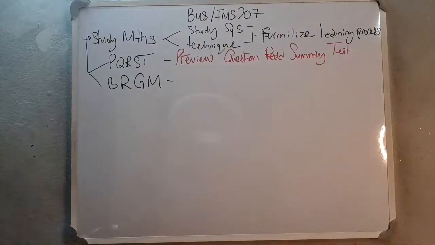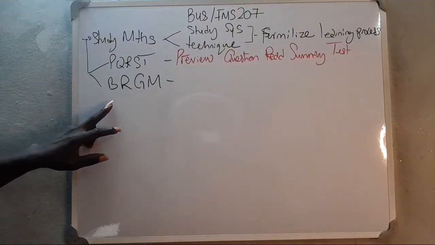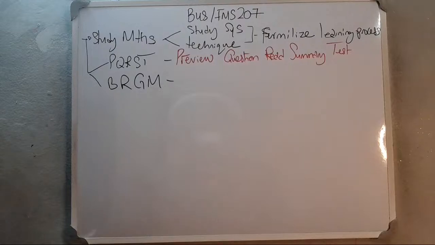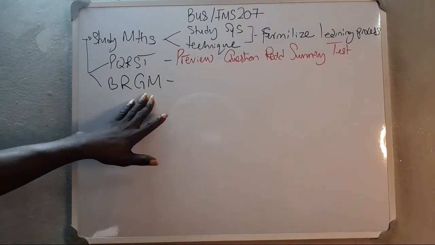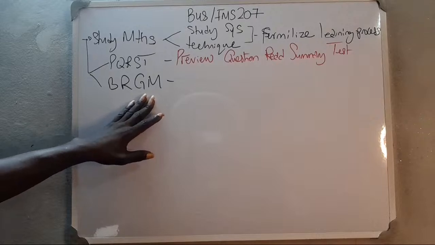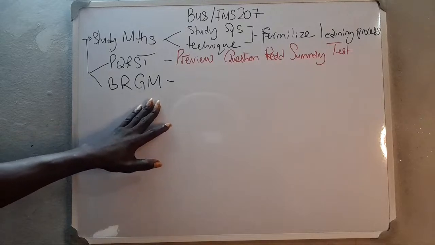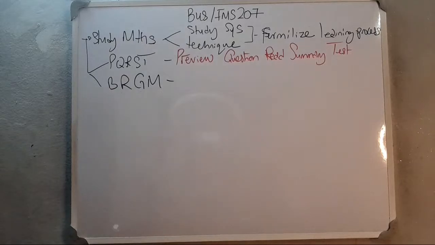Also, we have the black, red, green method. When we talk about the black, red, green method, what are we talking about? This is a thoroughgoing method, developed through the Royal Literary Fund, which helps students ensure that every aspect of the question posed has been considered, both in exams and essays.